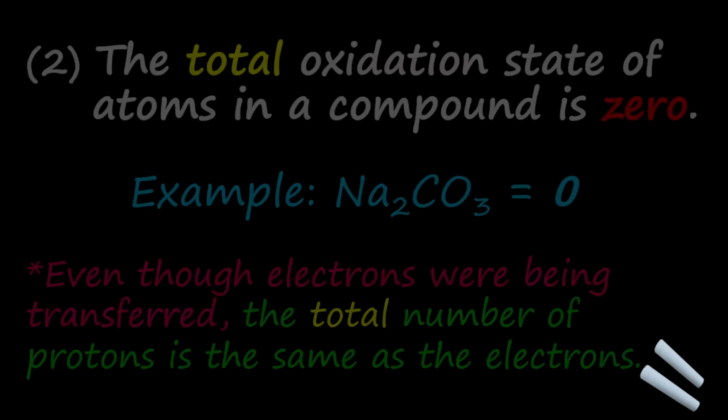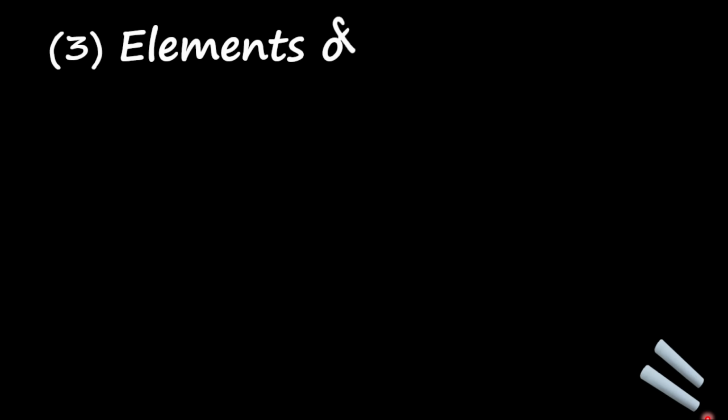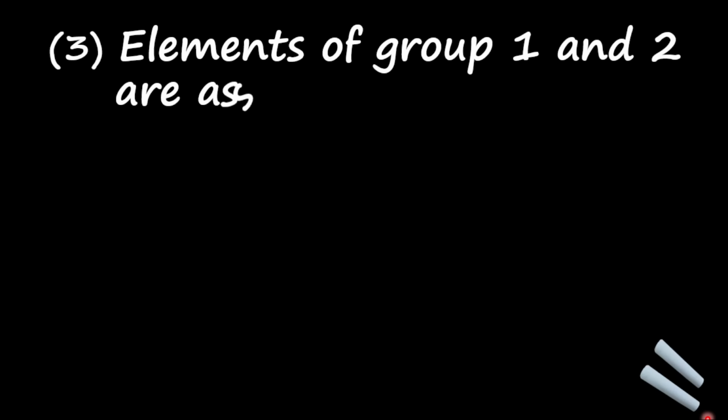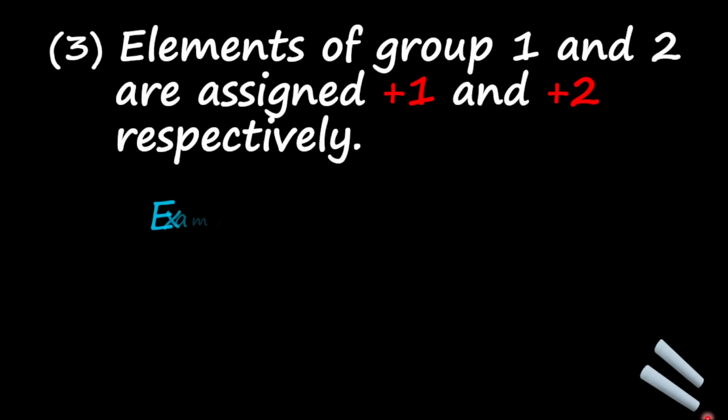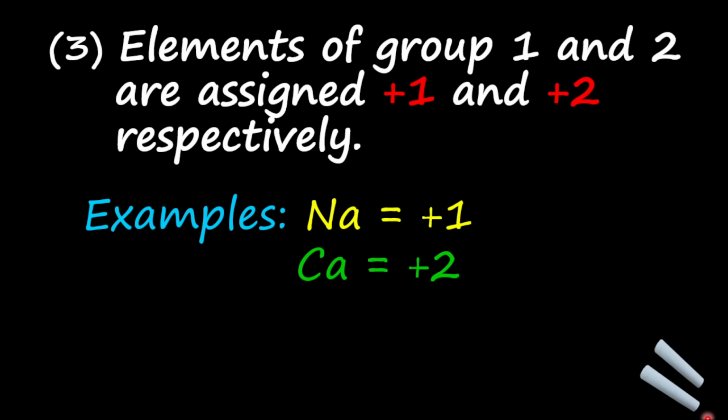Another rule you need to note is that elements of group 1, 2, and 3 are assigned oxidation states of positive 1 and positive 2, and most of those in group 3 positive 3, respectively. So they have the same oxidation state or oxidation number according to their valence electrons.